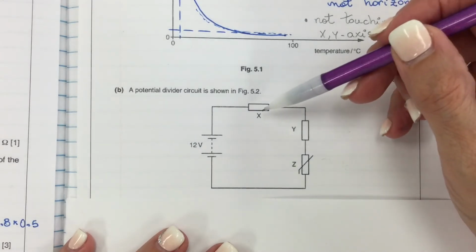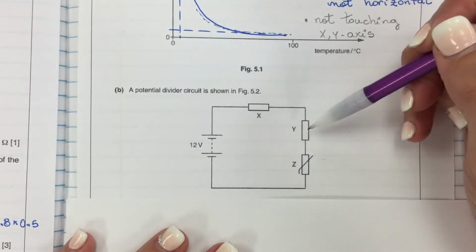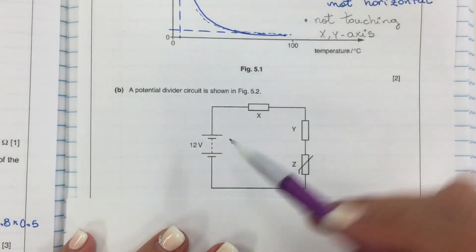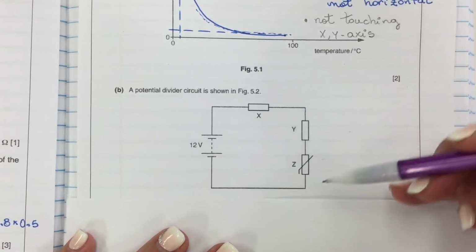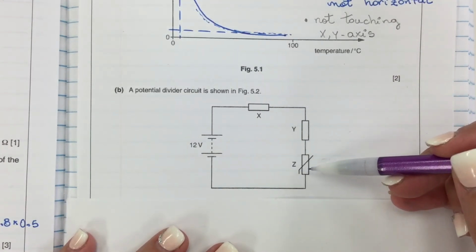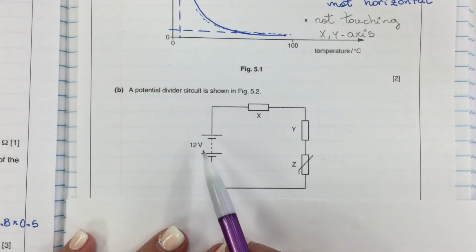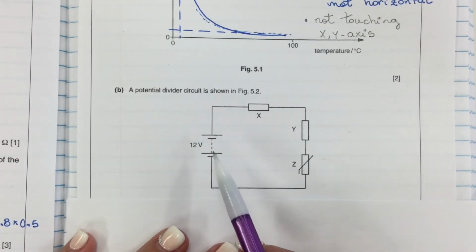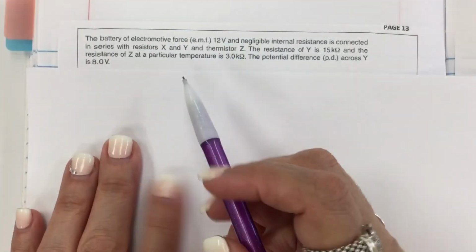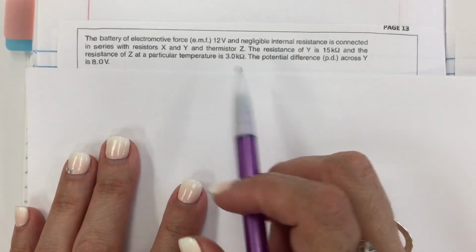So we have here resistors X, Y, and Z. X and Y are fixed resistors. Z is a thermistor, and that's the voltage supply, 12 volts. Okay, so that's the written explanation about the circuit.